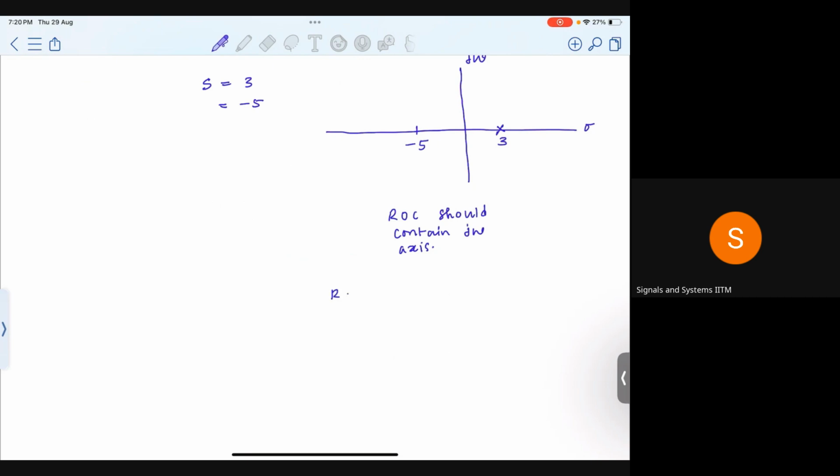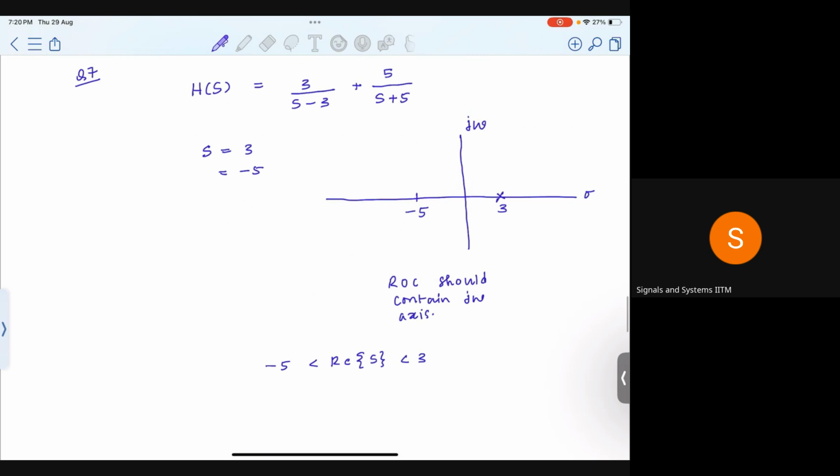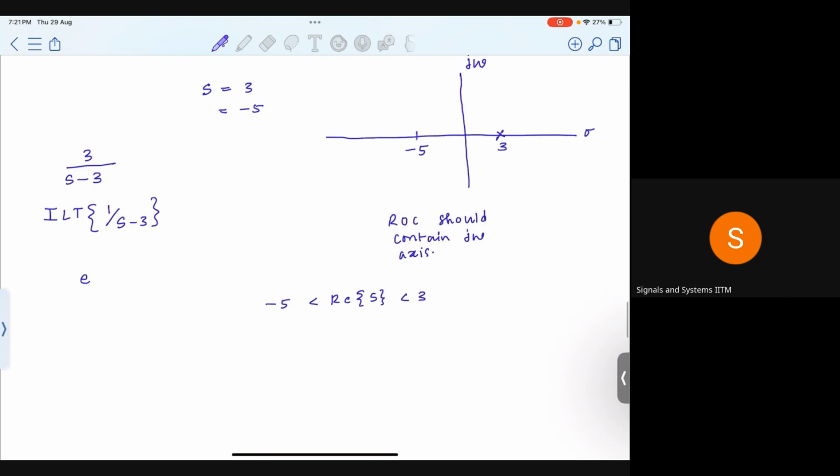So the real part of s will lie between... this is the ROC. So when you have this as the ROC, how do you go with this? 3 by s minus 3: the inverse Laplace transform of 1 by s minus 3 is what? e power 3t u of minus t.